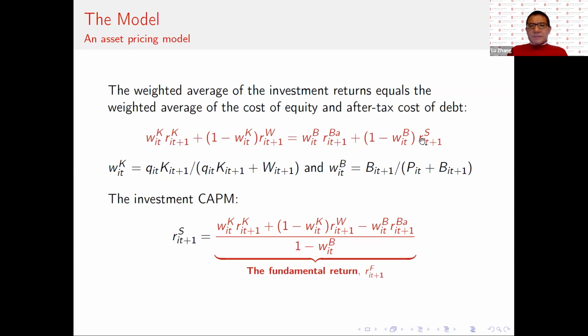The right-hand side of the equation is a fairly standard weighted average cost of capital, and WB is market leverage. And what we call the investment CAPM, you solve for stock return. It's what we call fundamental return. It's basically a levered version of the weighted average of two investment returns.